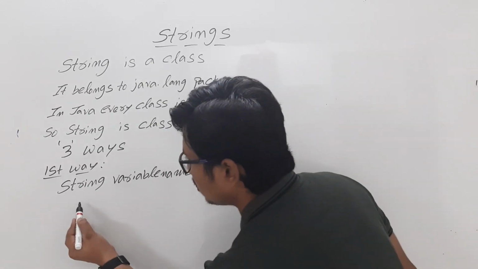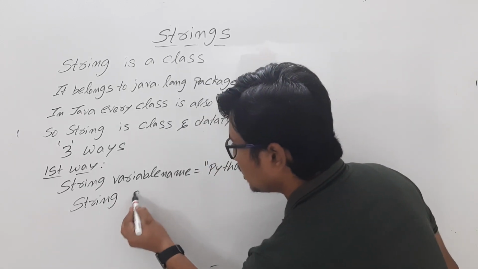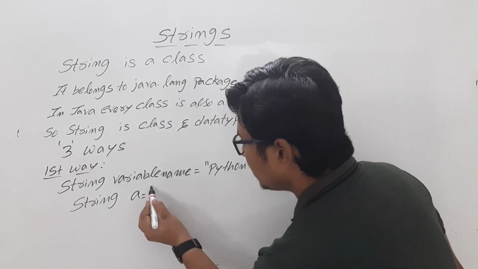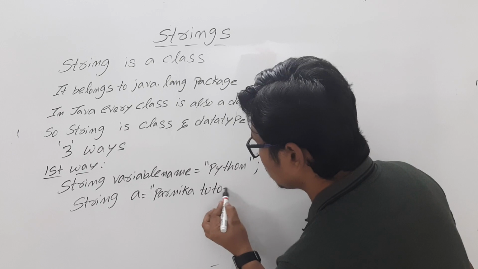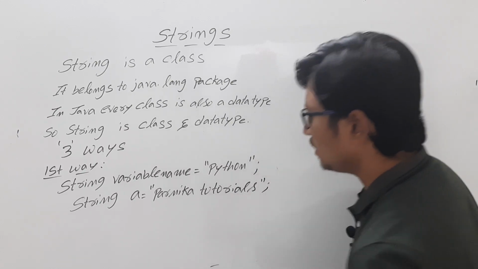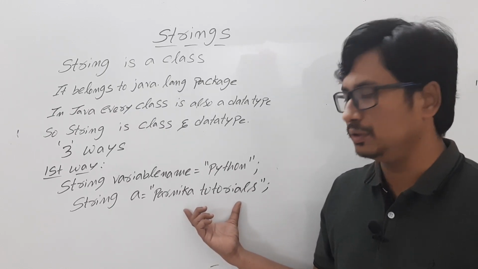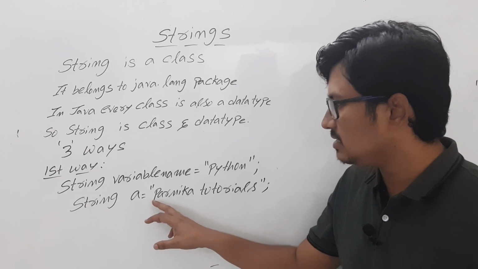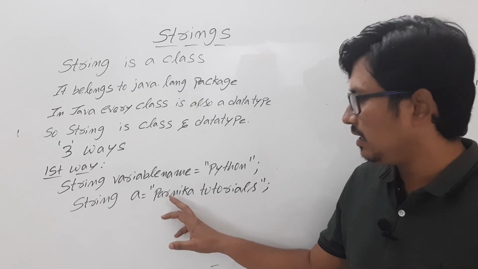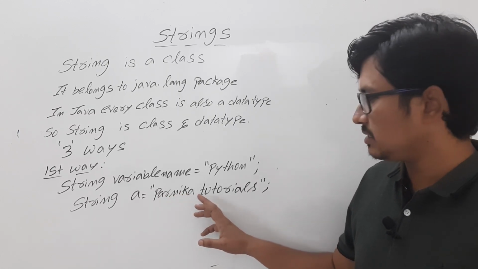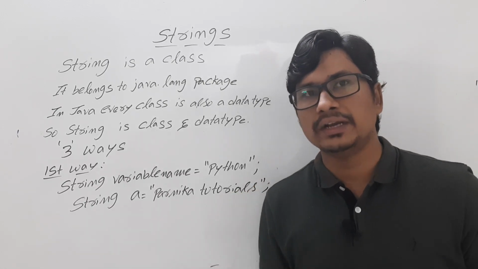Let me give a simple example. String capital S, string A is equal to, okay, I will write Parnika tutorials. So now the variable A, which is of string type, has the value Parnika tutorials. How will it be stored in memory? As individual characters: P as one character, A as another character, R, N, I, K, A, then space, then T, U, T, O, R, I, A, L, S. Each one will be stored as one character.